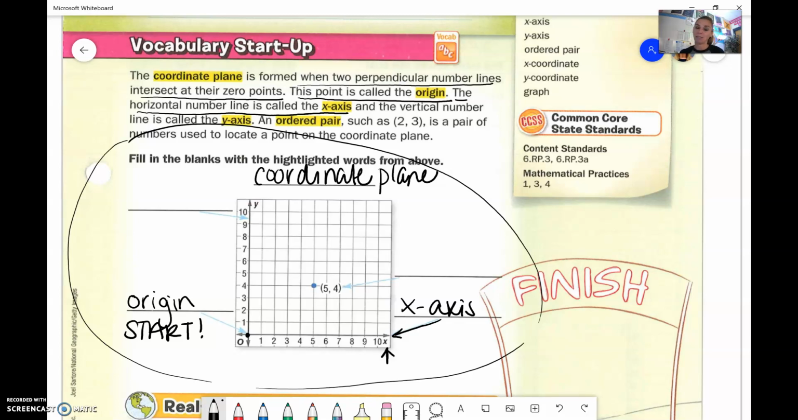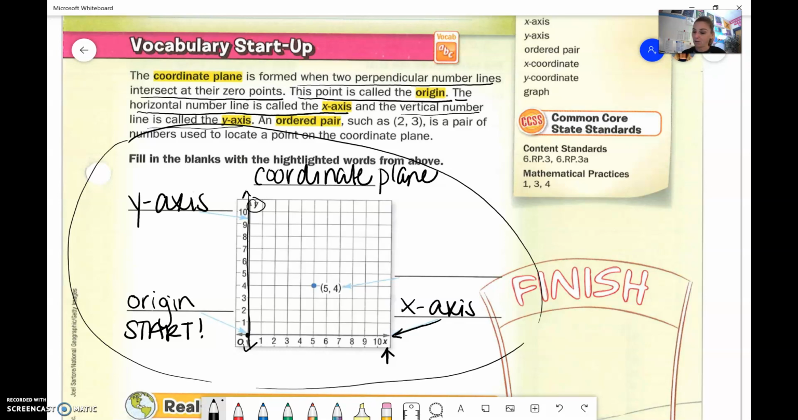Now, the kicker is it's not always going to be labeled. So the x-axis is horizontal, and the y-axis is going to be the vertical. So you're going to write y-axis, because this is the vertical line right there. Notice they also have it labeled here. Like I said, it's not always going to be labeled on every coordinate plane, just on this one.